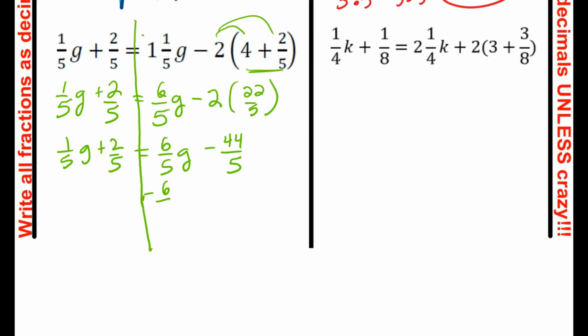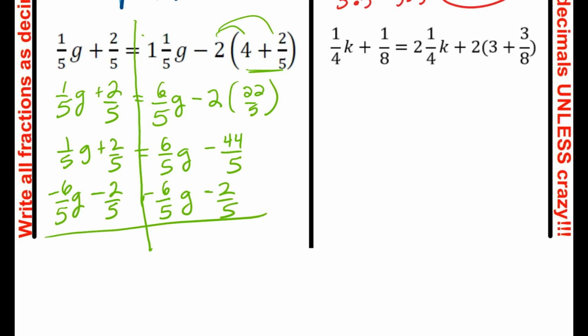So we slide to the left. Slide to the right. And we crisscross. And so 1/5 minus 6/5 is -5/5, which is -1 G, which is equal to 44 minus 2/5, which is -46/5. They're all the same things.